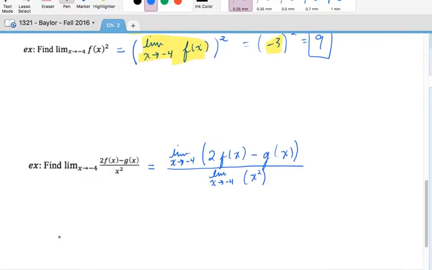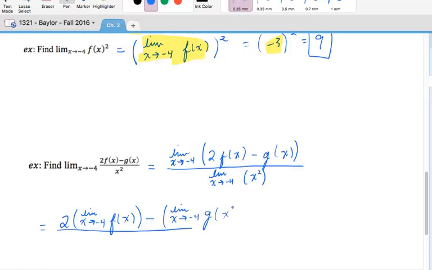Now, in the numerator, I'm going to apply two laws at once. I'm going to split the limit of the difference into a difference of two limits, and I'm going to pull the constant 2 out. So I'm going to pull the 2 out front, have 2 times the limit as x approaches -4 of f of x, minus the limit as x approaches -4 of g of x. It's splitting the limit of the difference into a difference of two limits and pulling out the constant 2. Then in the denominator, we can pull the limit inside the square and write it as the limit as x approaches -4 of x, all squared.